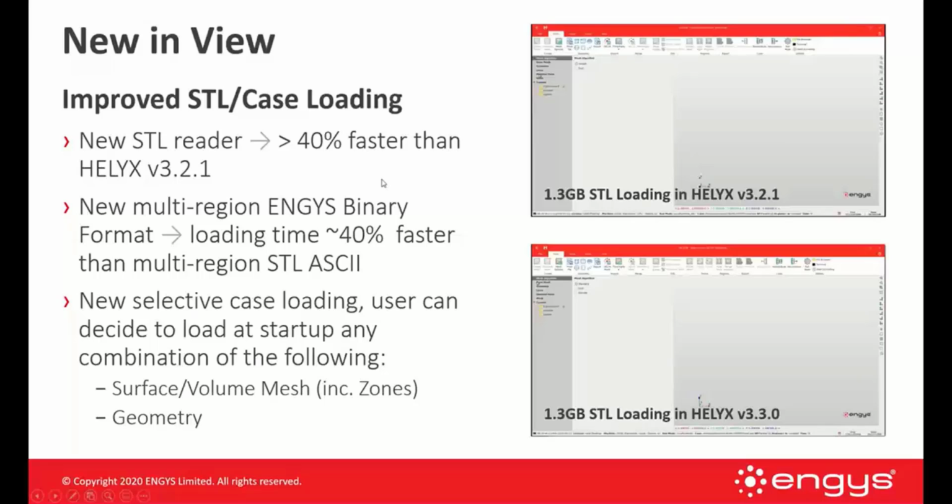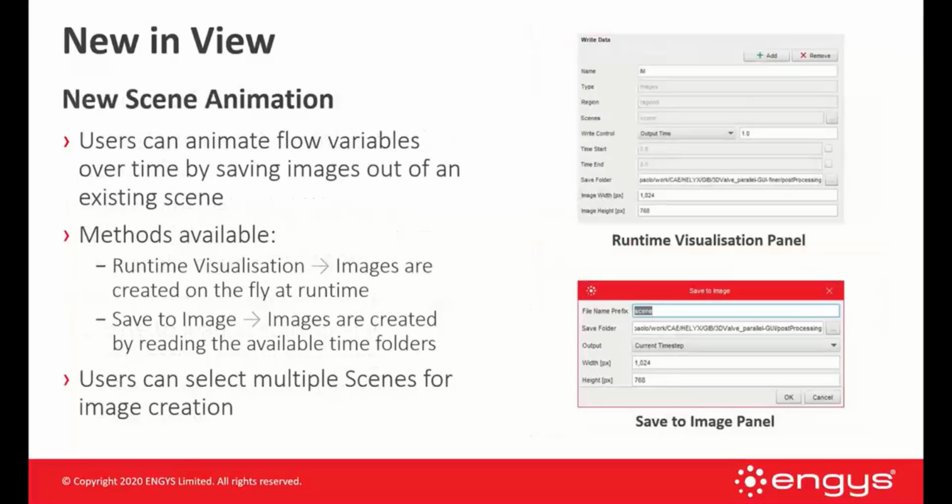We have a new multi-region ENGYS binary format, so loading time is 40% faster, and new selective case loading, so users can decide what to load at startup. Any combination of the following is allowed: surface or volume mesh or geometry or even nothing. This is very important, especially for large cases and to speed up things.